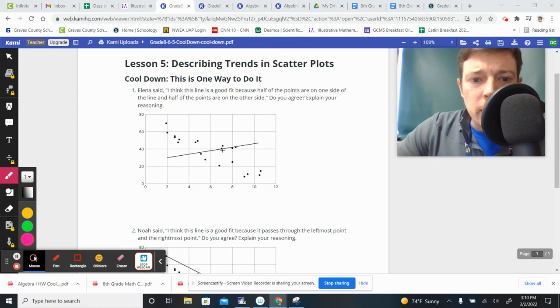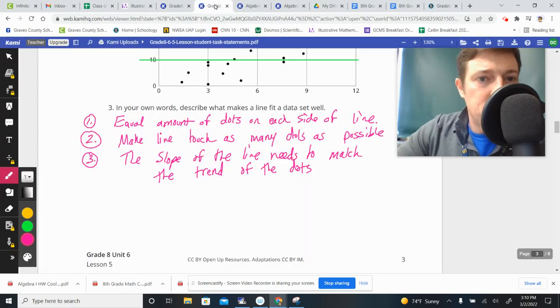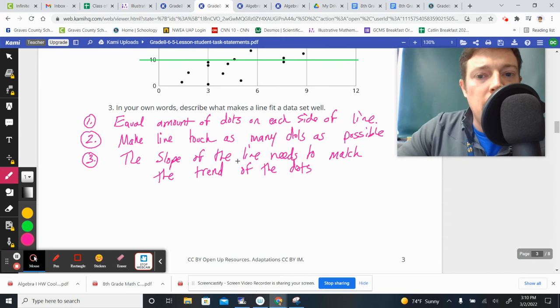Well, she's only really hitting 3 of the dots, so that's one of the bad things. It doesn't go through very many. But if we go back to our notes from today, in our own words, we described what makes a line fit a data set well. One of the things we talked about was you need to have an equal amount of dots on each side of the line, like she did in that example. You need to make the line touch as many dots as possible, which she had 3.